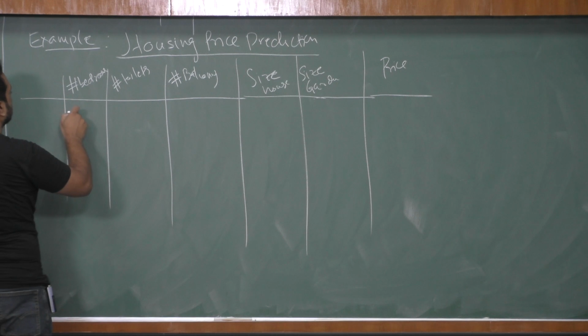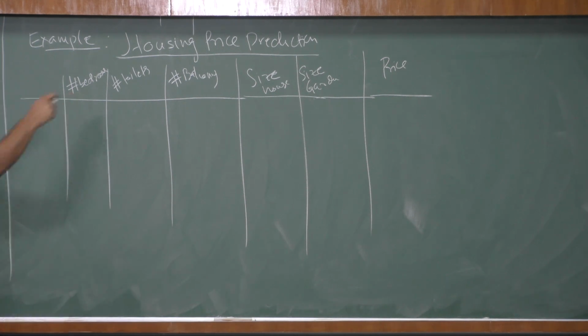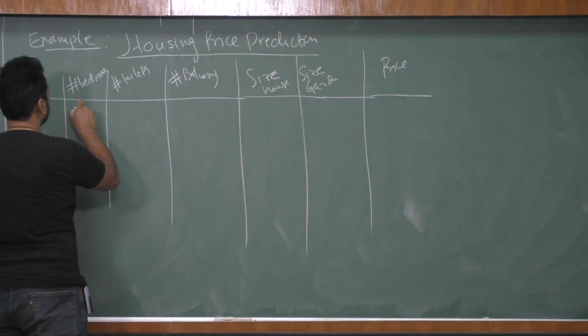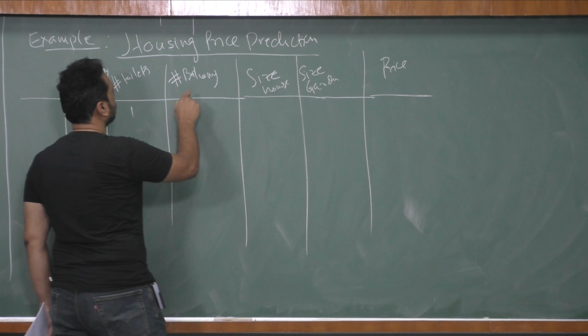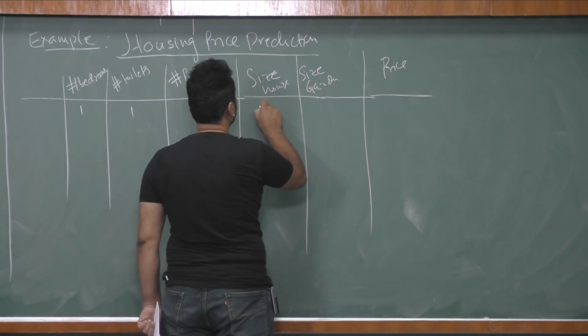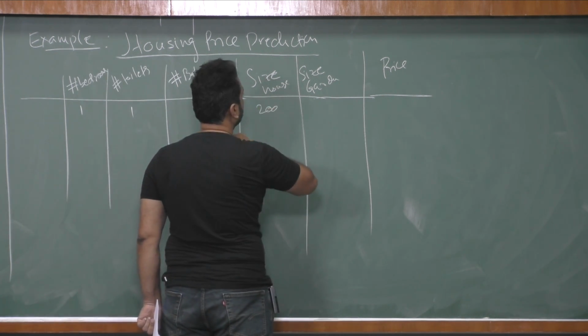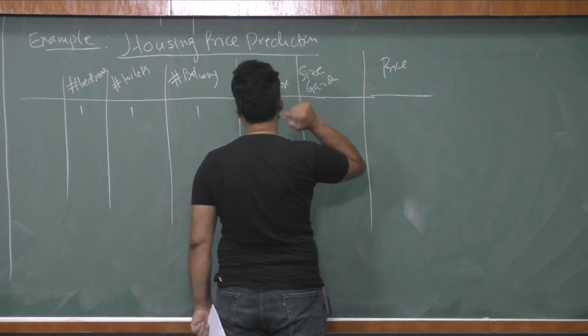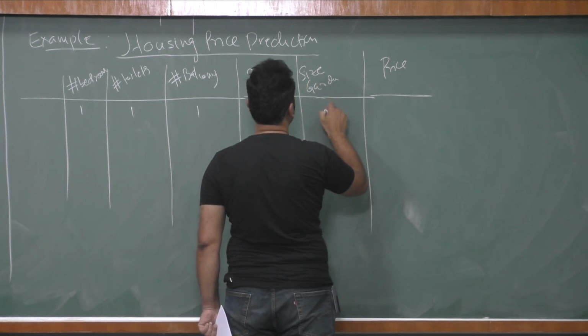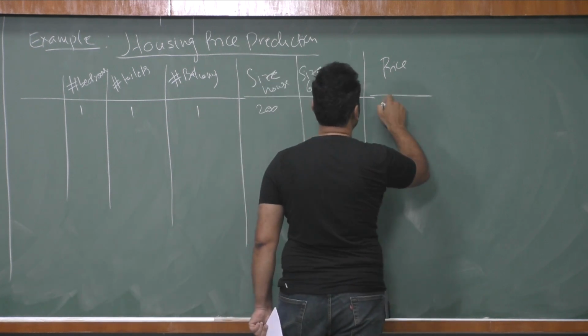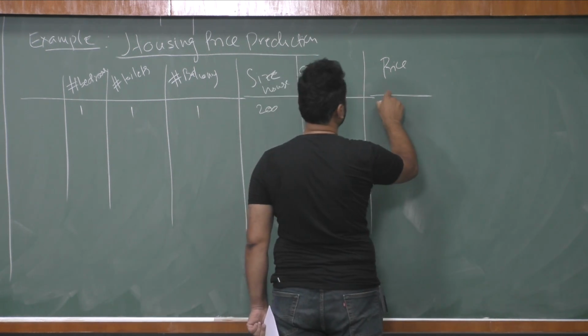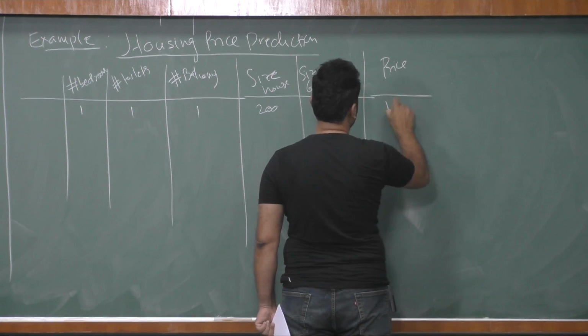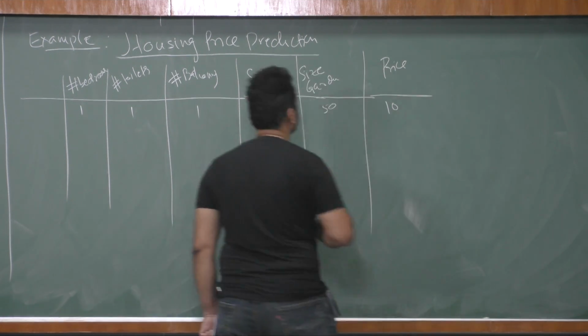Okay, so then we can have features which will denote one row of this. So let us say the first house will have its own features. So let us say this first house has 1 bedroom, 1 toilet, balcony is 1, size of the house is, let us say, 200 square feet, and then size of the garden is just 50 square feet, and the price of this house is let us say 10 lakh rupees.